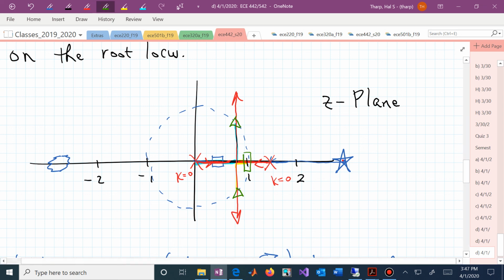We're now going to look at how do we design controllers based on these root locus shapes. We need to learn how to draw those shapes, but once we do, now we can see that as long as k is allowed to be bigger than k at the tall rectangle and less than the k at the triangle, we will have a stable system. That's where we want to go.